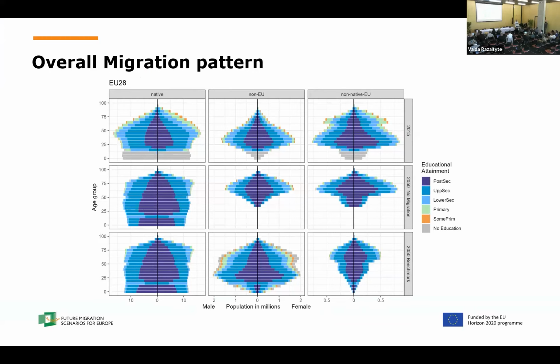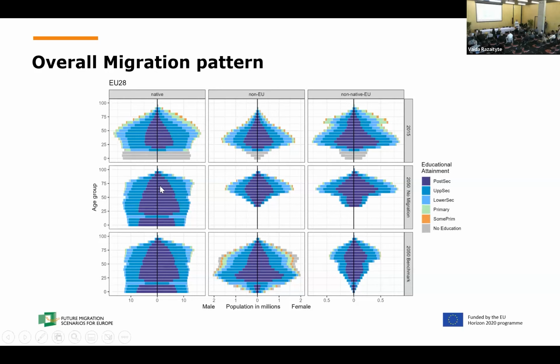So you can see that the top row is the population in 2015. So we start from 2015. And then the population of the native, so we call it native, like those who are born in the countries. The second one are the migrants who are non-EU born migrants. And the final one is the EU born, but not living in the country of birth.